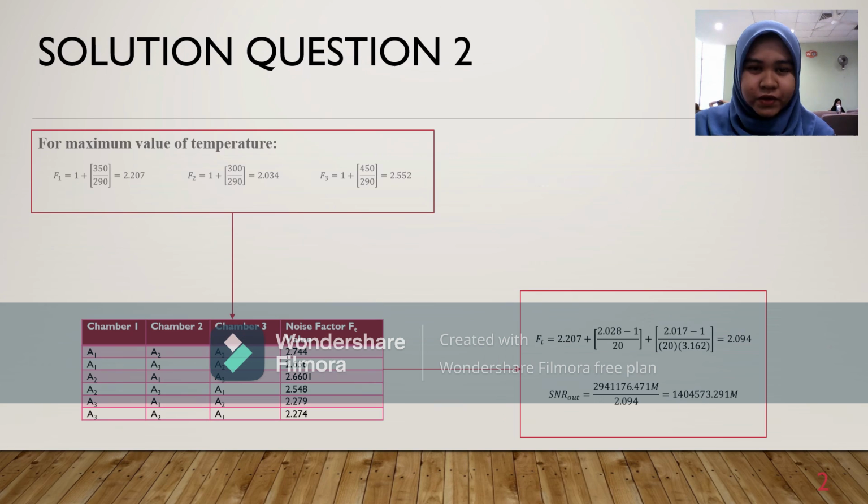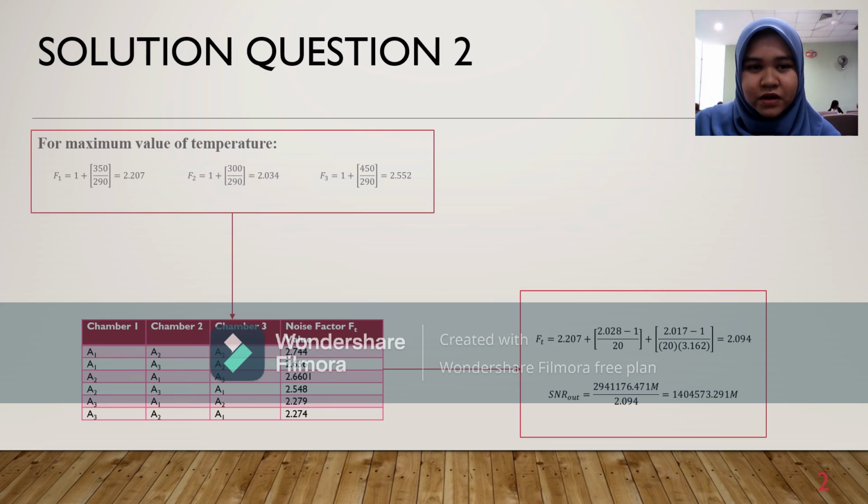Then we do the same steps for the maximum temperature. For the total noise factor, I use this formula: F1 plus (F2 minus 1) over A1, plus (F3 minus 1) over A1 times A2. This is the formula we use to get the total noise factor. When we use the maximum temperature and rearrange the amplifiers, the lowest value is 2.274, which is higher than when we use the minimum temperature.